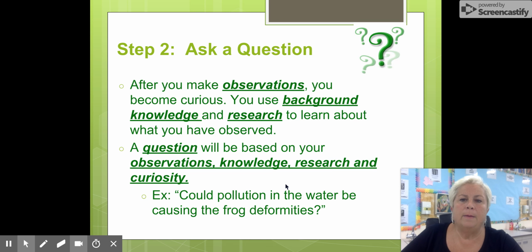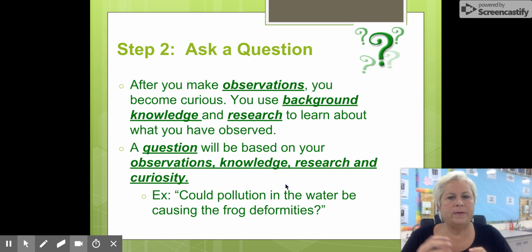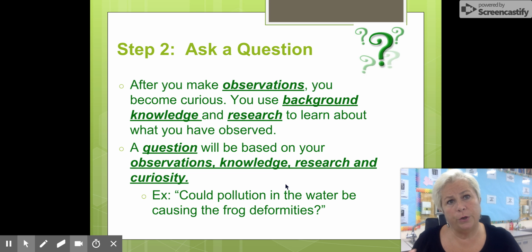Okay. So once you've made all these observations and you're curious about, in this case, what in the world is causing these frogs to be born with the deformities, then you use your background knowledge, maybe about the life cycle of frogs that we just talked about, and other research to understand how frogs develop and what might affect them in such a negative way, what might cause them to have those really weird deformities, right?